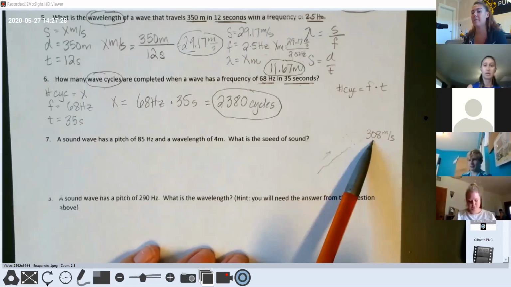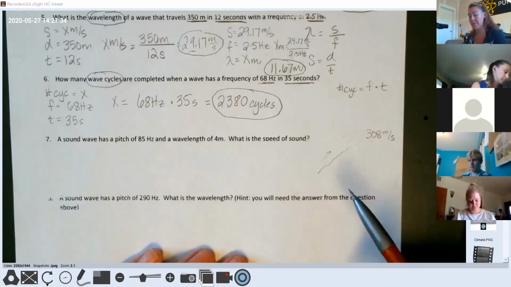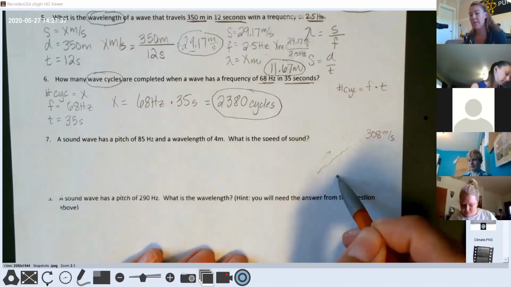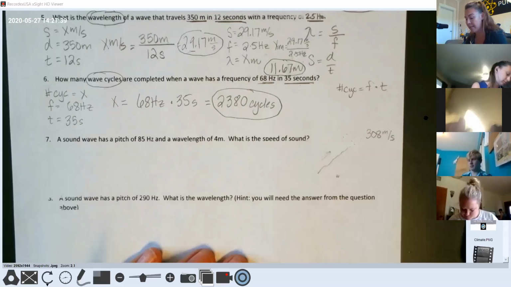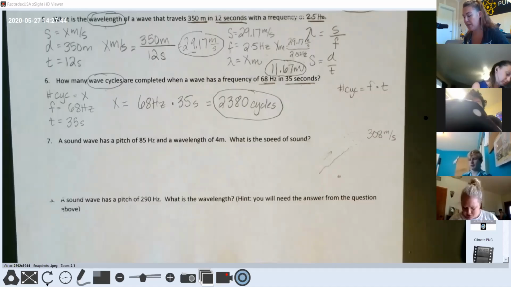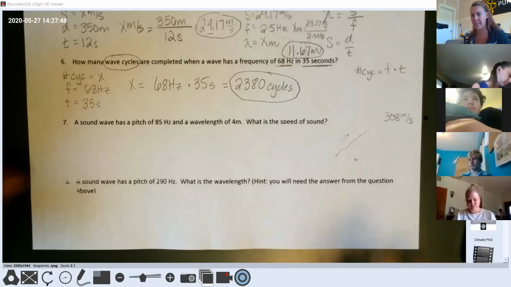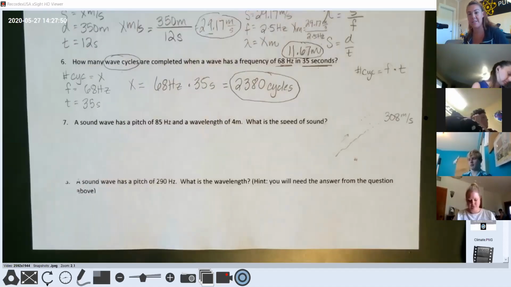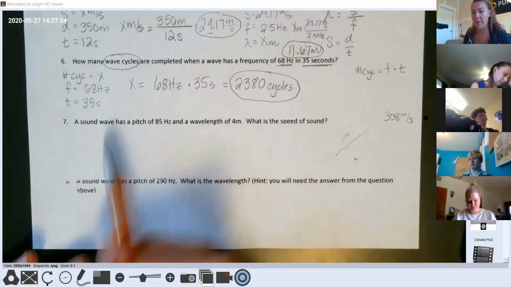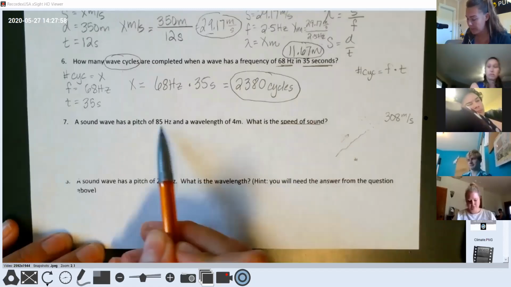The more dense the material, so if I get into water or into a solid where the molecules are tightly packed together really close, sound travels faster because it has to have those molecules to transfer the energy. So that's kind of a hint there because there are going to be some questions on the test about solids and liquids and gases and the speed of sound. But anyways, back to solving the math part of it, we're going to find the speed of sound with some numbers we're given.